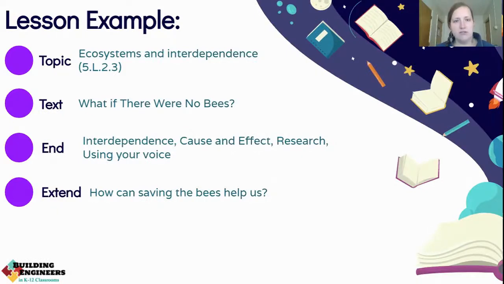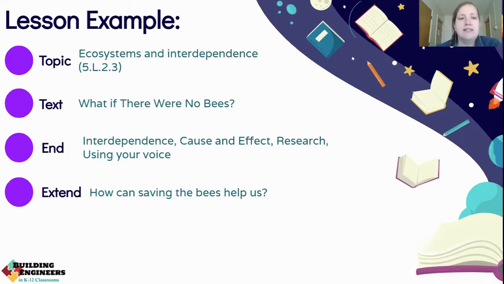The lesson that I chose to do with 5th graders focused on the topic ecosystems and interdependence. This was based off of their pacing guide and a curriculum topic that they were focused on in the classroom. A text that I found was, what if there were no bees? The end result, I wanted them to understand interdependence as well as cause and effect. I also wanted them to do their own research and learn to use their own voices. The extension from the book was, how can saving the bees help us?